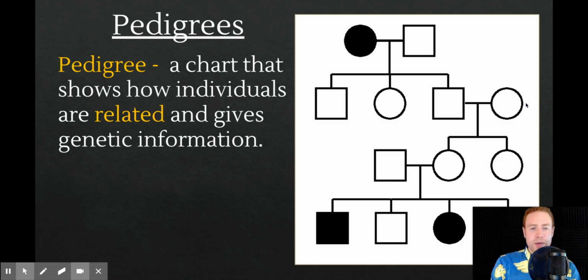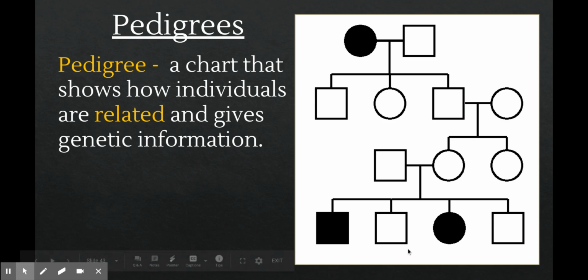Now, this image to the right here, this is a pedigree, which is basically a chart that shows how individuals are related to one another. And as we're going to talk about a little bit later, the shading of these individuals is significant, and that is showing a little bit about the genetic component of how these individuals are related to one another. So we'll get into that later.